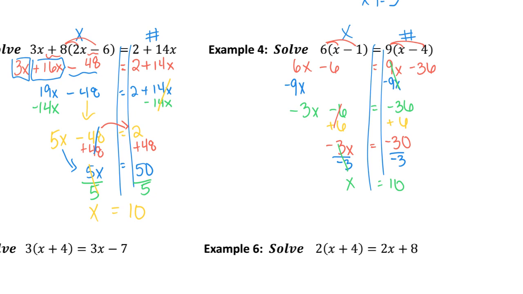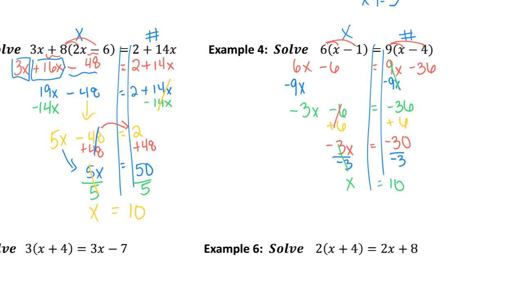All right, so you should have also gotten x equals 10 for this one. When you distributed, you should have got 6x minus 6 and 9x minus 36. You had to move that 9x over. So we're left with negative 3x minus 6 equals negative 36. Add the 6, and then divide by negative 3.